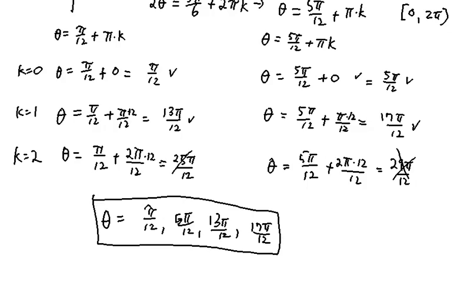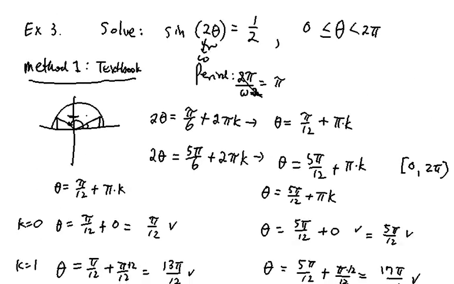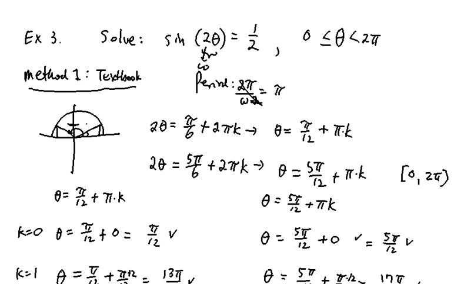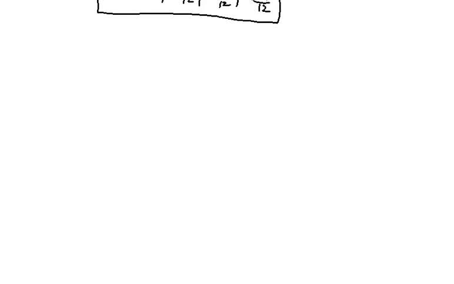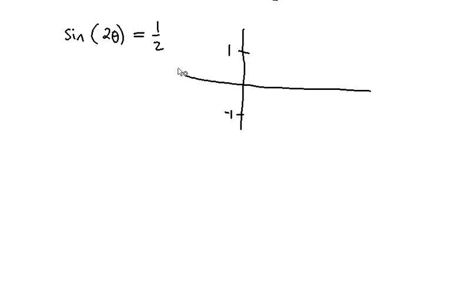And let's see if that makes sense. Does that make sense with what we had up here? Yes, it does. If I were to graph sine of 2 theta, where is that going to be equal to 1/2? Here's another way you can verify it. Sine of 2 theta is going to repeat. It's just the regular sine graph from 1 to -1, and that's going to be repeating from 0 to pi.